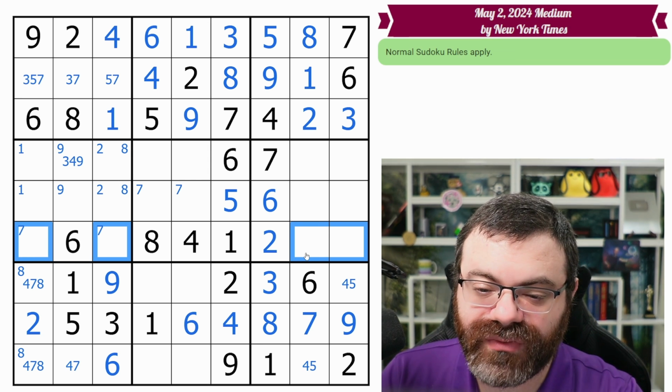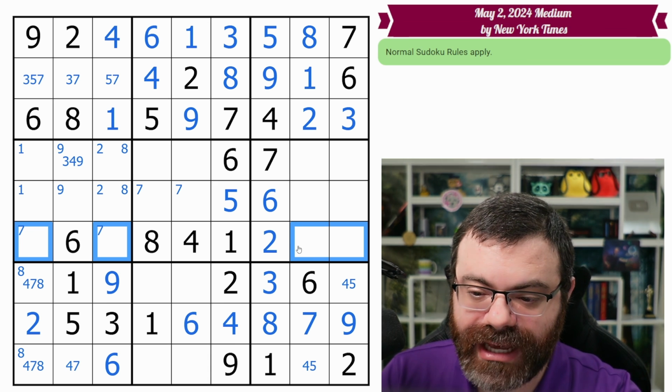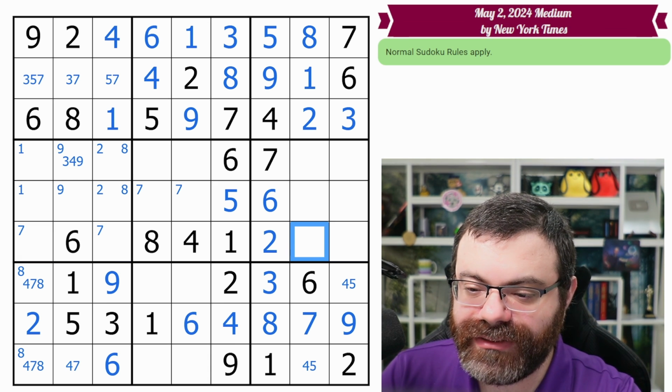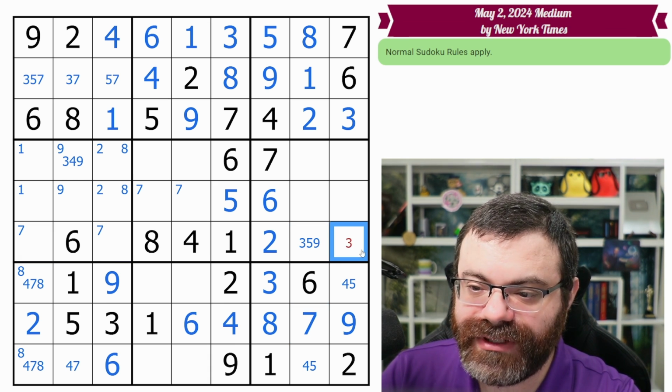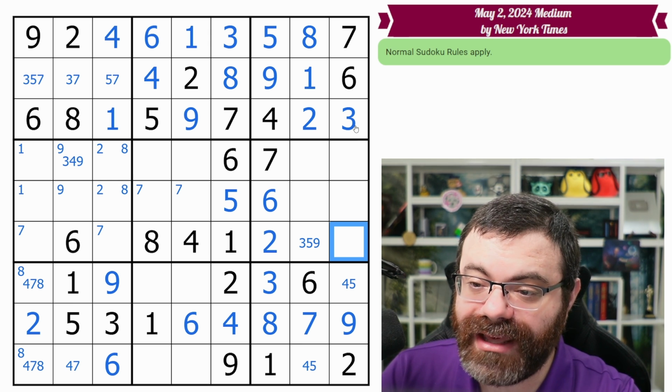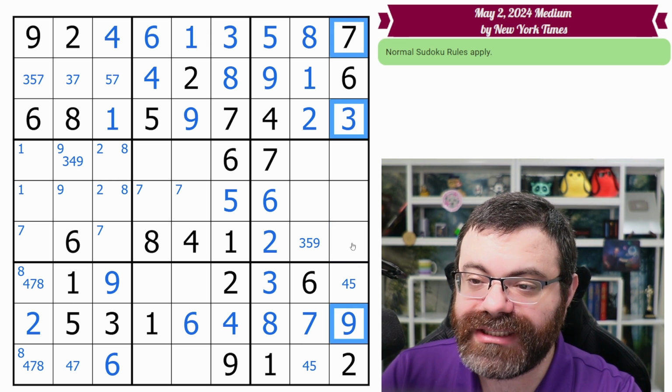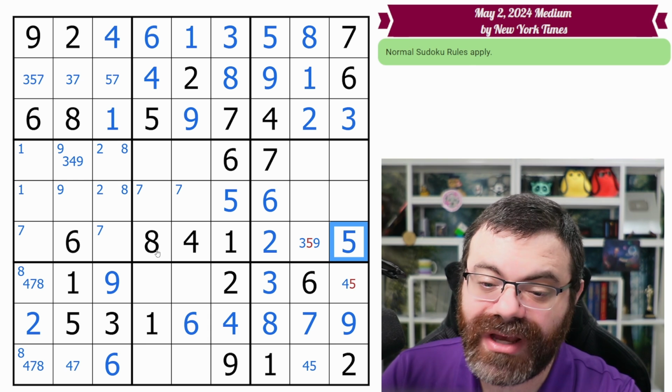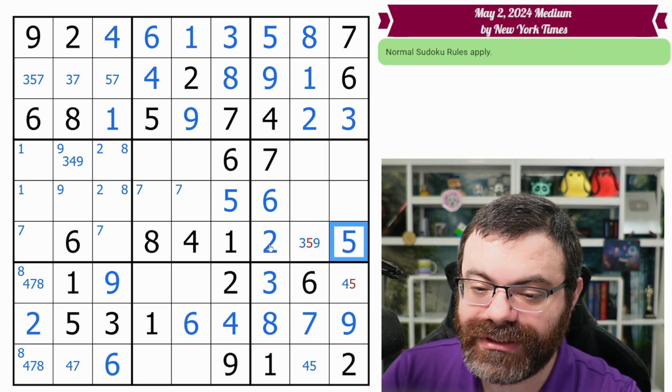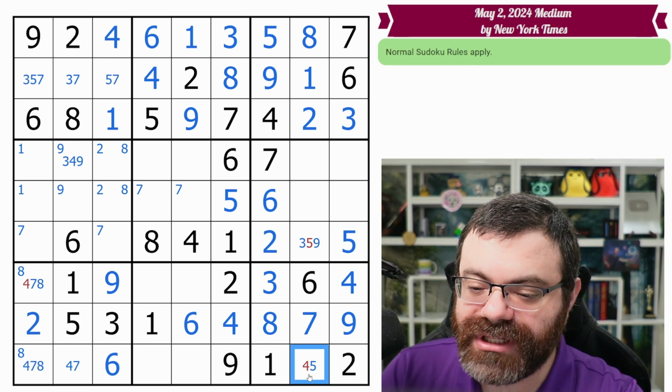What we have left is 3, 5, 7, 9. So this is 3, 5, 9. It can't be 7. This is 3, 5, or actually, this cell can't be 3, 7, or 9. So it is a naked single 5. That's why we look at these restricted rows, columns and boxes. So that 5 resolves this 4 or 5 pair.